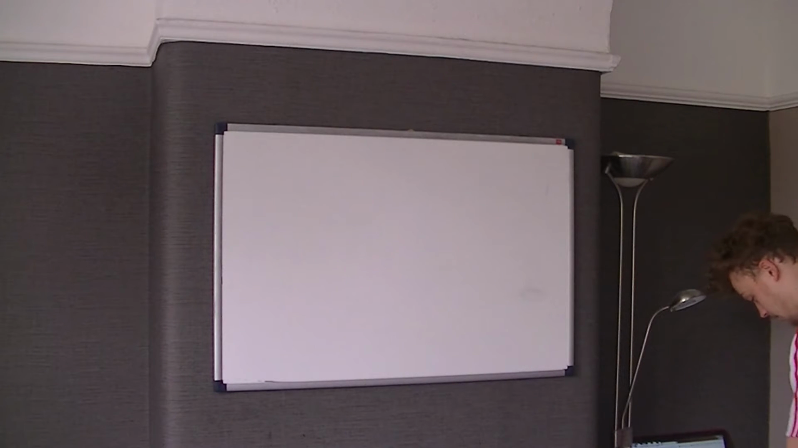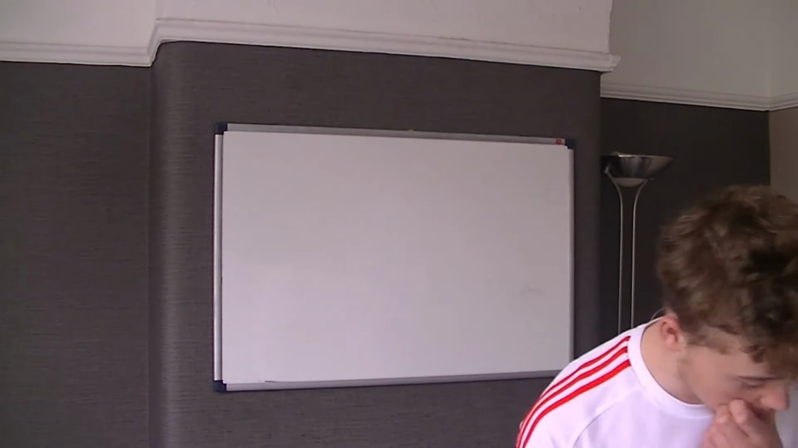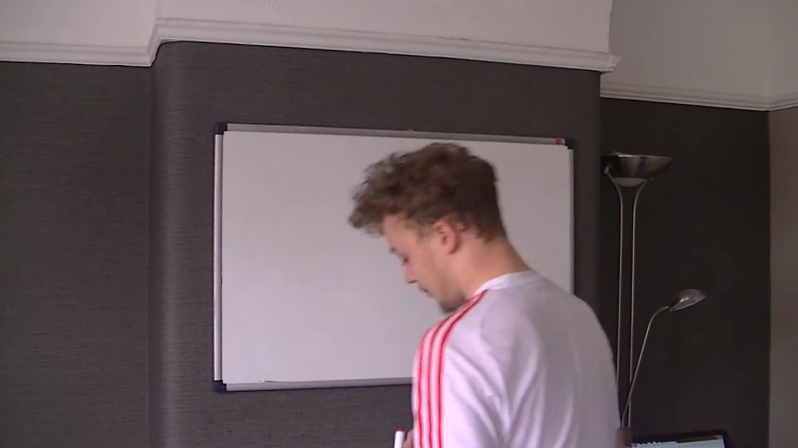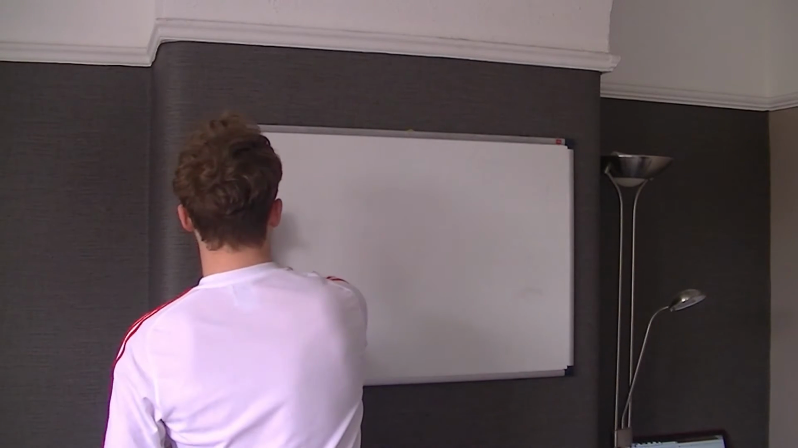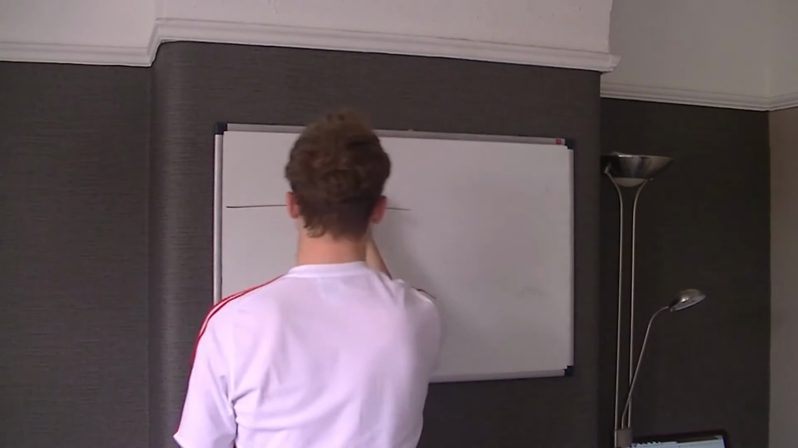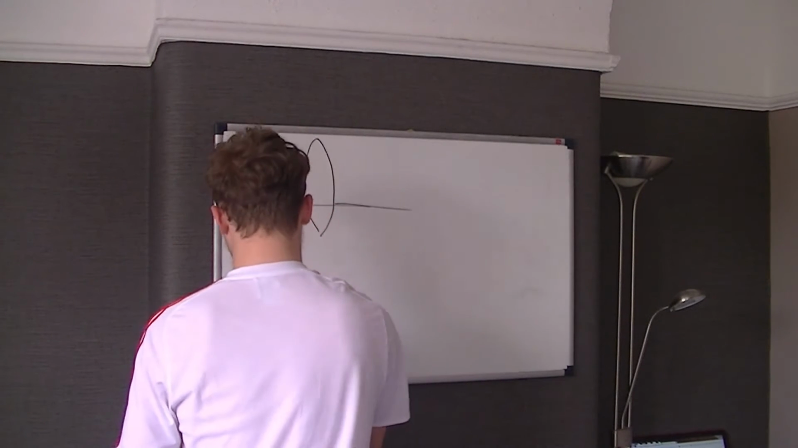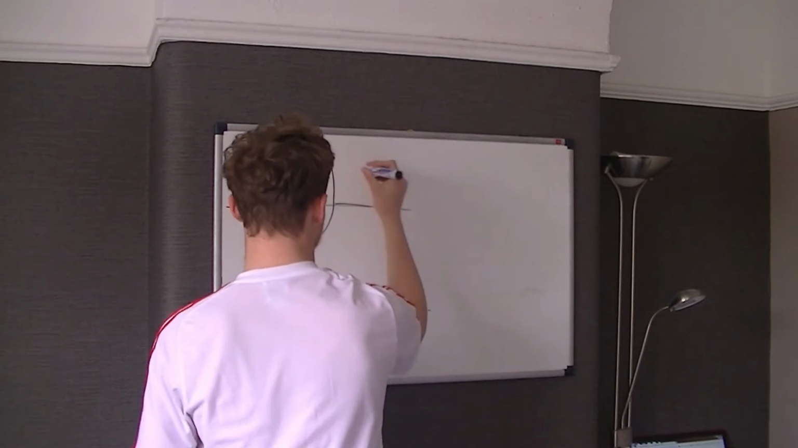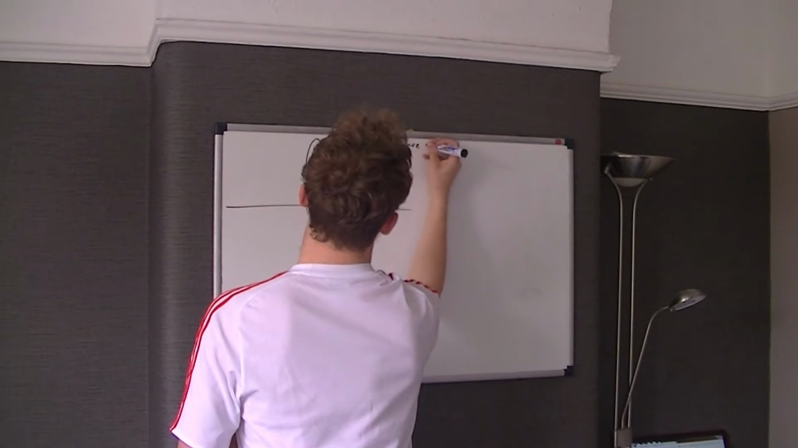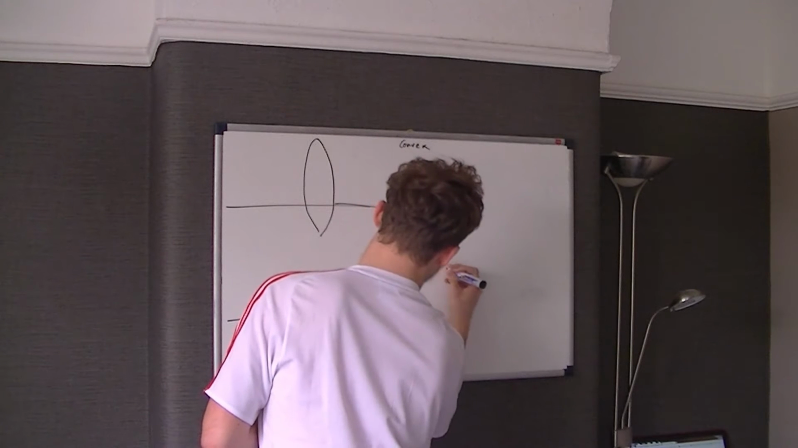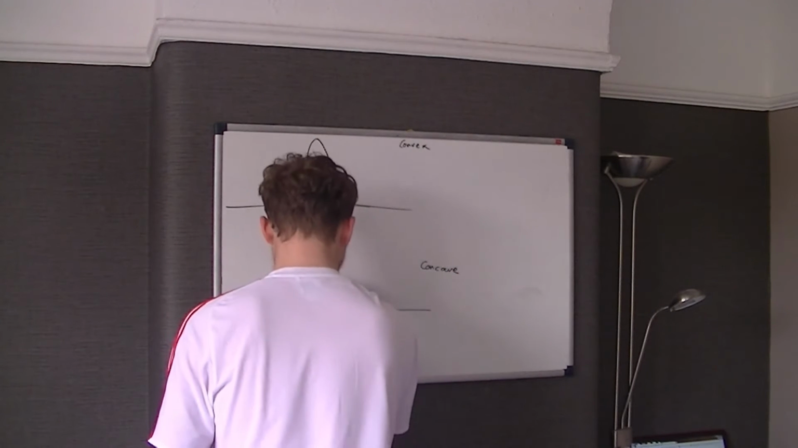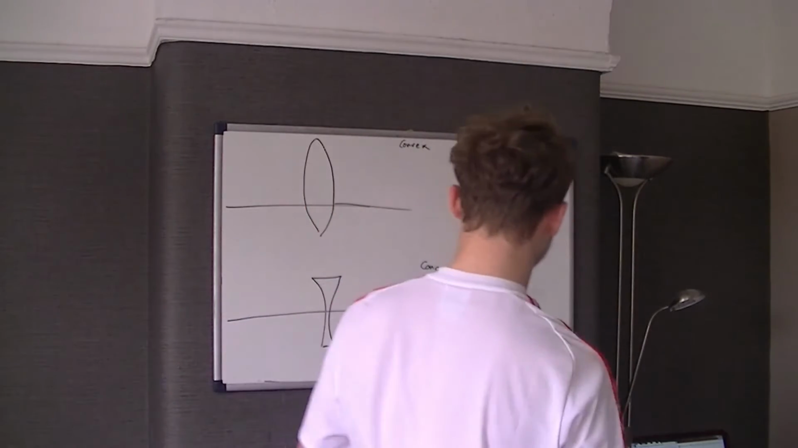The first one I want to talk about is the convex and concave lens. As I said, it's a GCSE thing really, so it should only take a few moments. That's a convex lens, and the one on the bottom is a concave. I've drawn it, and they obviously have very different effects.